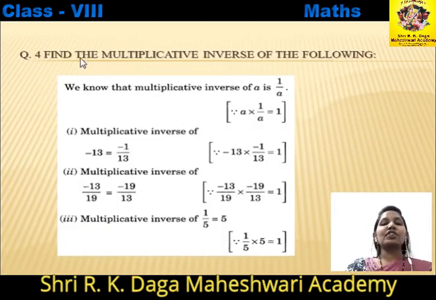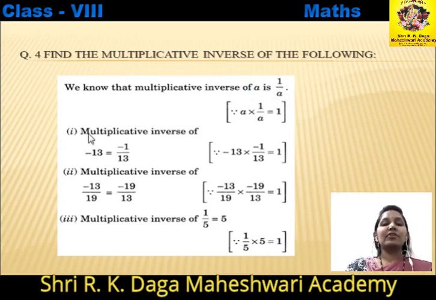In the fourth question, you have to find out the multiplicative inverse of the given numbers. Now we know the multiplicative inverse of any number a is 1 upon a, because a into 1 upon a, when we multiply this, a and a will be cancelled and we will get the answer as 1. So the multiplicative inverse of a is 1 upon a, and the multiplicative inverse of 1 upon a is a.